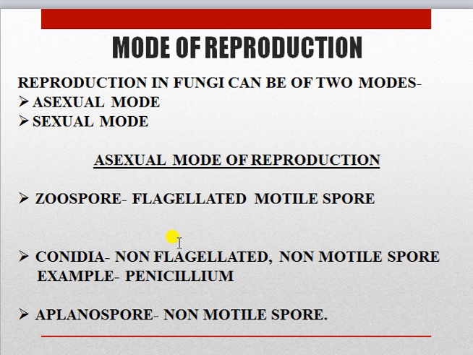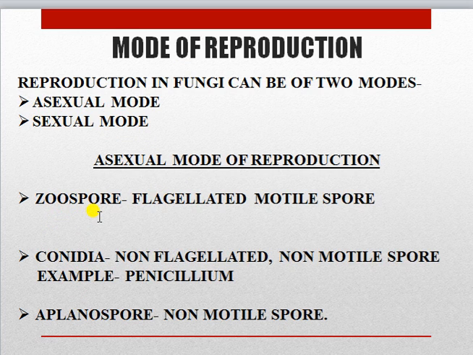In the special features, first of all, the feature is the mode of reproduction. In the mode of reproduction, you can see that reproduction in fungi can commonly be of two types. One is the asexual mode of reproduction, another is the sexual mode of reproduction. In the asexual mode of reproduction, there are three different types of spores commonly found. First one is zoospore.